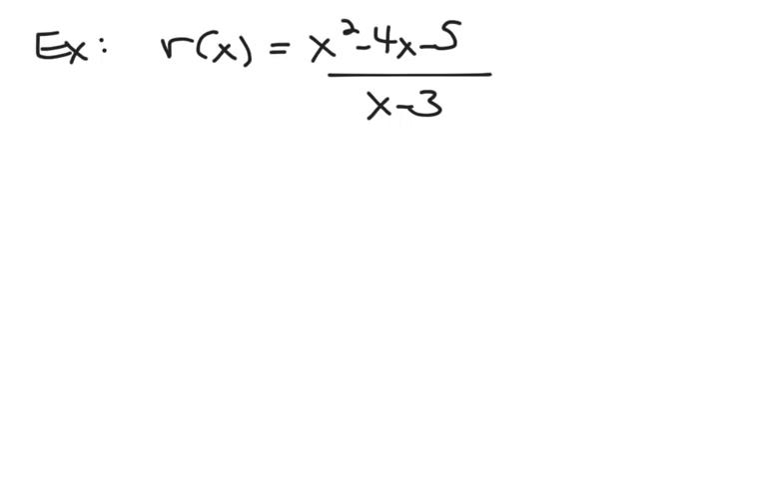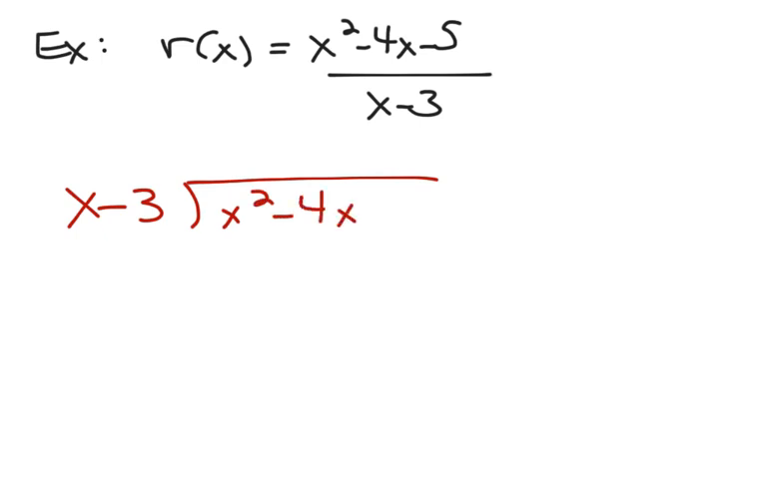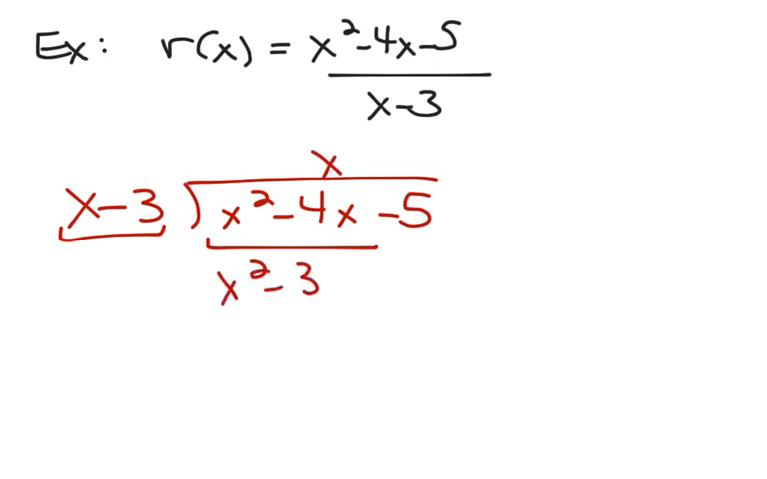So to find a slant asymptote, we're going to go back to our favorite longhand polynomial division. Never thought it would be so useful, did you? All right, so we want to find out how many times x minus 3 goes into x squared minus 4x, and it goes in x. So I multiply the divisor by x, and I get x squared minus 3x. I subtract, these go away. Negative 4x minus negative 3x is negative x, bring down the minus 5.